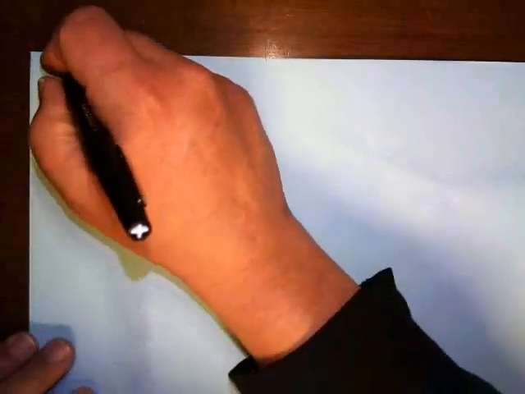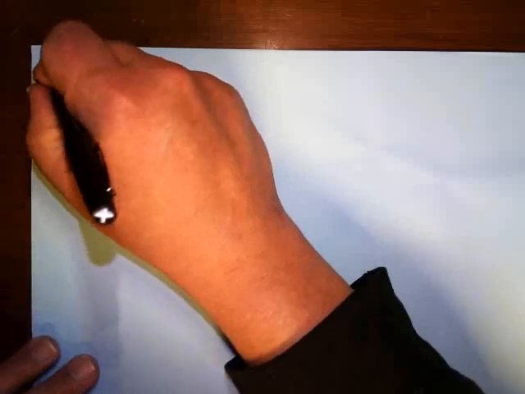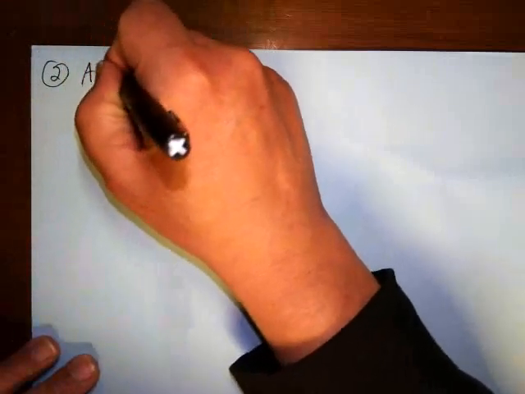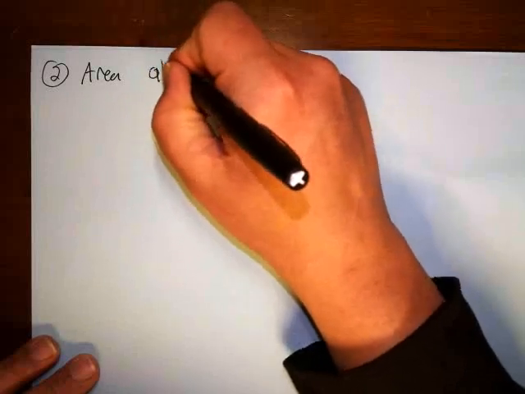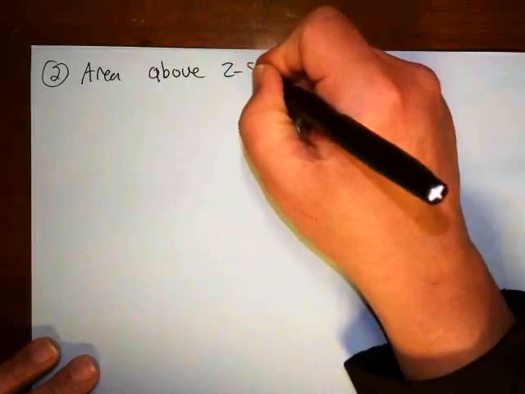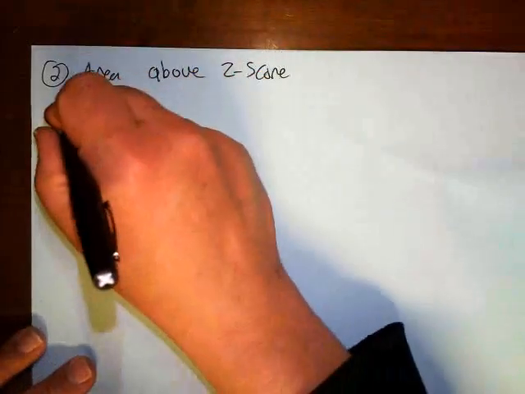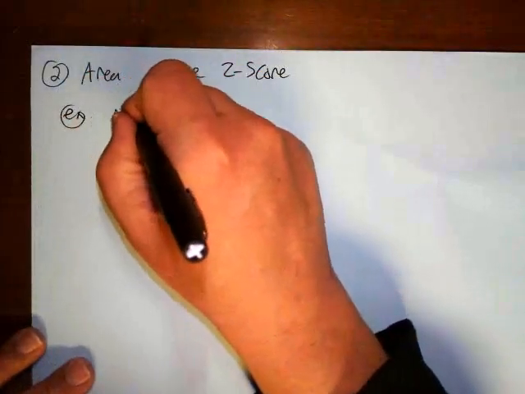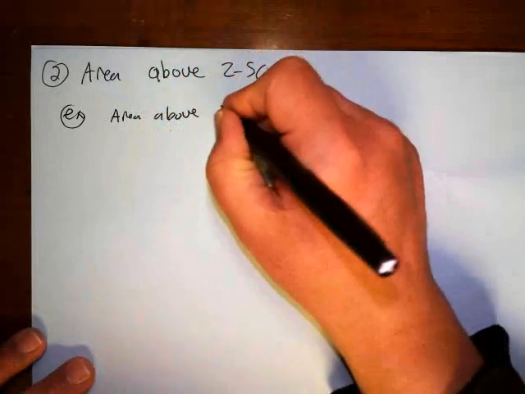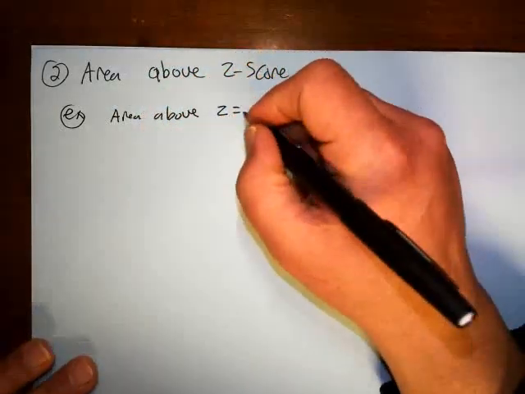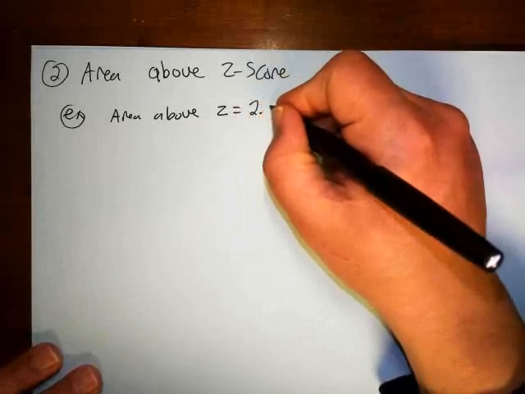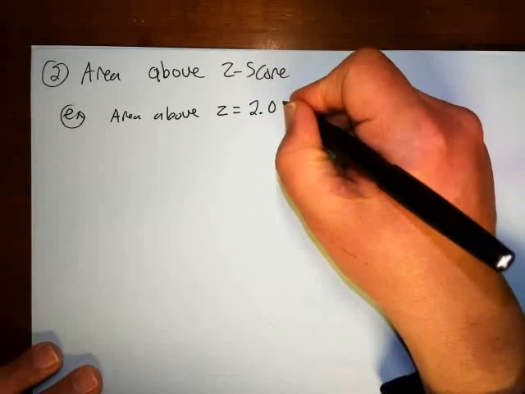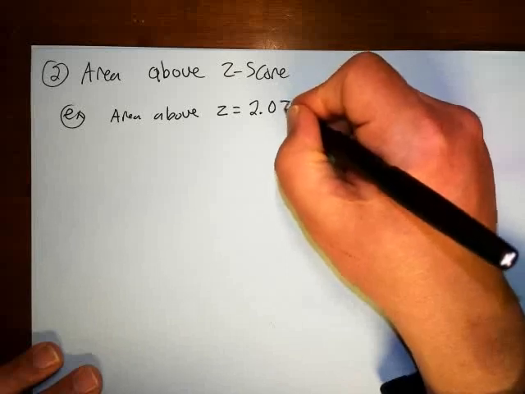Okay, so now what are you going to do if it's above? You want the area above a z-score. So this is the second case, and it's the area above a z-score. So let's say I want the area above z equals 2.07, we'll say.